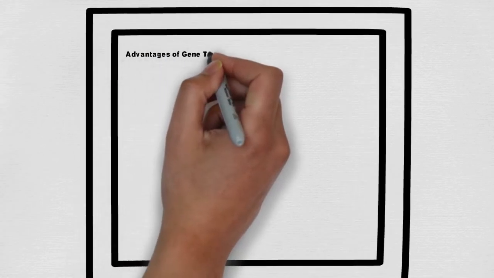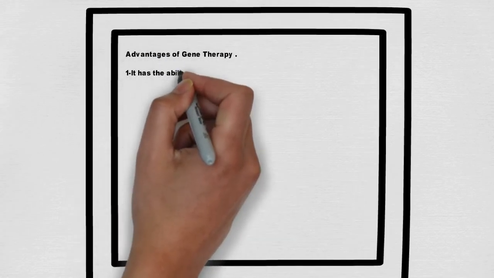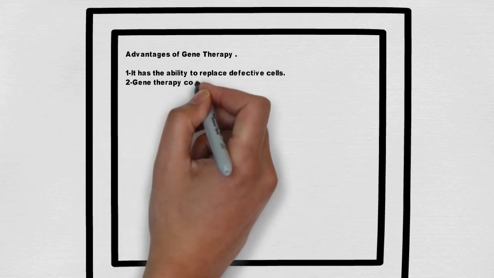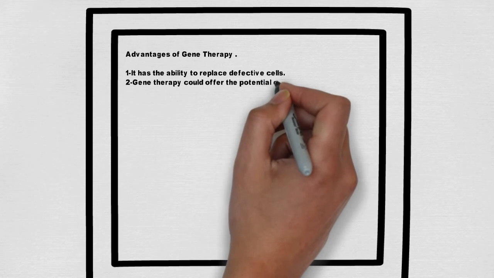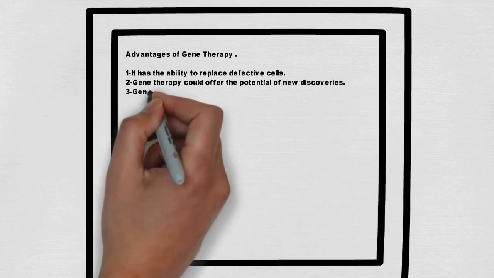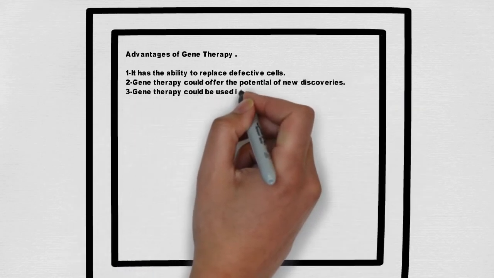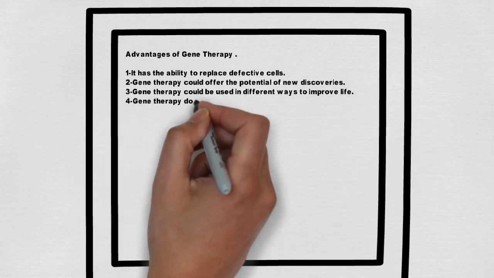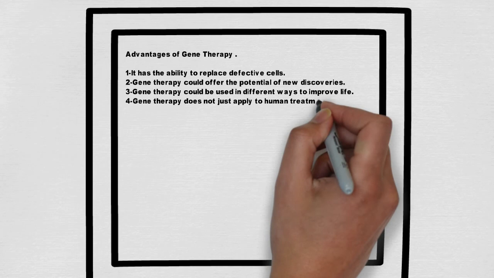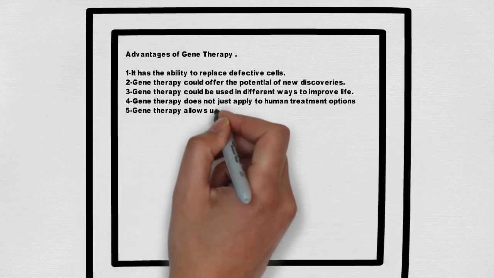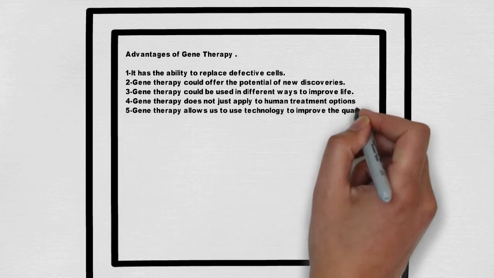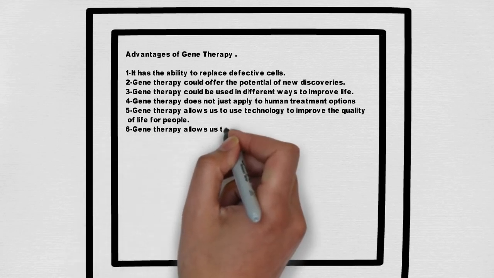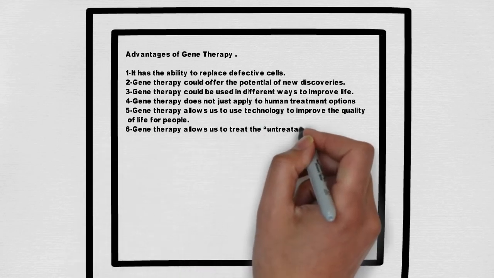Advantages of gene therapy. 1. It has the ability to replace defective cells. 2. Gene therapy could offer the potential of new discoveries. 3. Gene therapy could be used in different ways to improve life. 4. Gene therapy does not just apply to human treatment options. 5. Gene therapy allows us to use technology to improve the quality of life for people. 6. Gene therapy allows us to treat untreatable diseases.